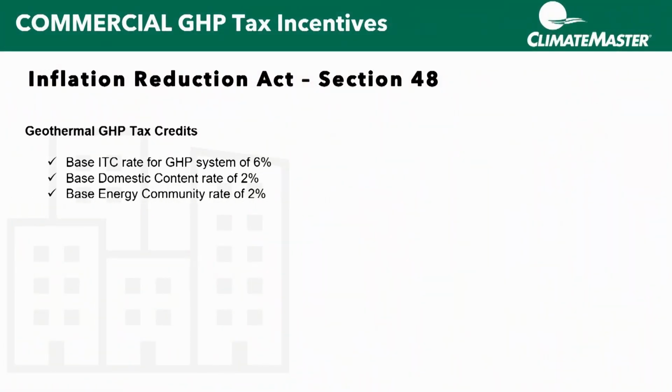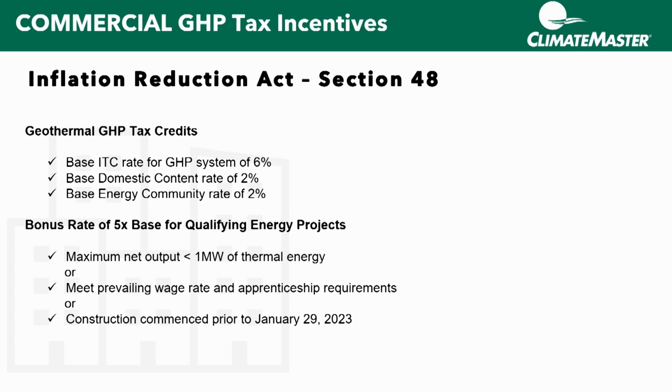So the key thing is that the tax credit rate actually went down to 6%. It used to be 10 for commercial last year, and it went to 6, but then they added the domestic content at a rate of 2 and the energy community rate of 2. So the base rate for the tax credits is the same amount we had before, only you have to fill out extra paperwork.